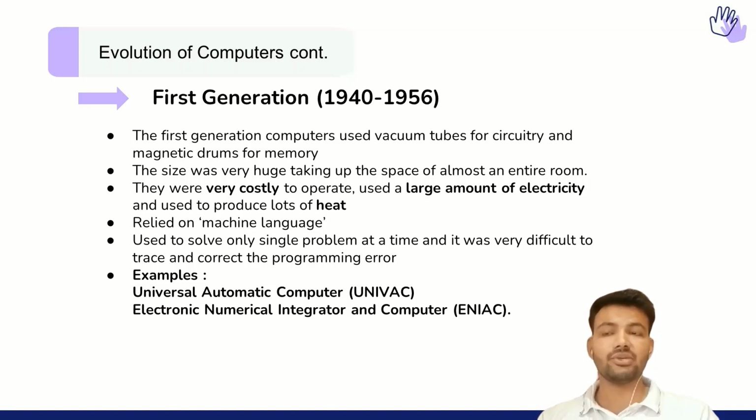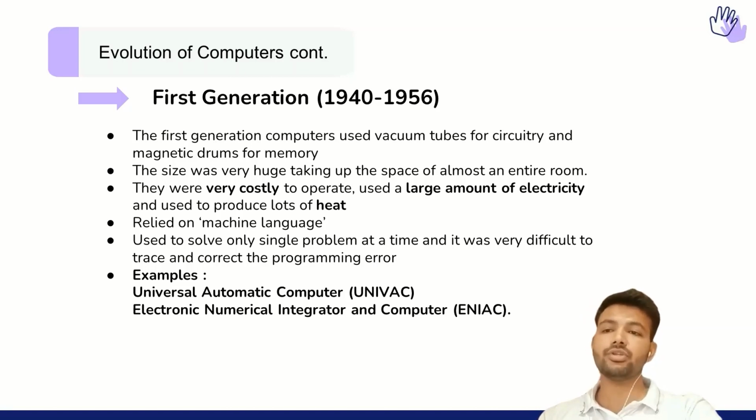And they relied on machine language. Machine language is basically the binary language of zeros and ones, which a machine understands in terms of on and off. They heavily relied on machine language. So it was used to solve only a single problem at a time, and it was very difficult to trace and correct programming errors. Definitely handling machine language is very tricky, and some examples of first generation computers were UNIVAC, the Universal Automatic Computer, and the Electronic Numerical Integrator and Computer, ENIAC.